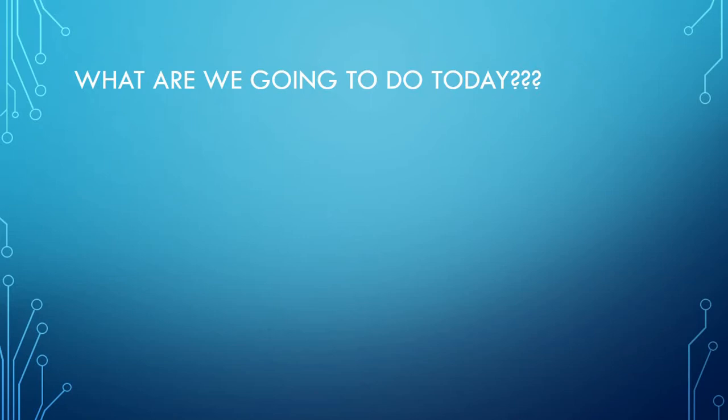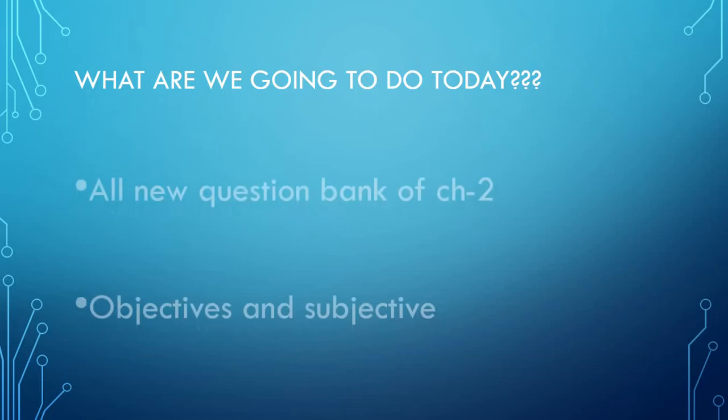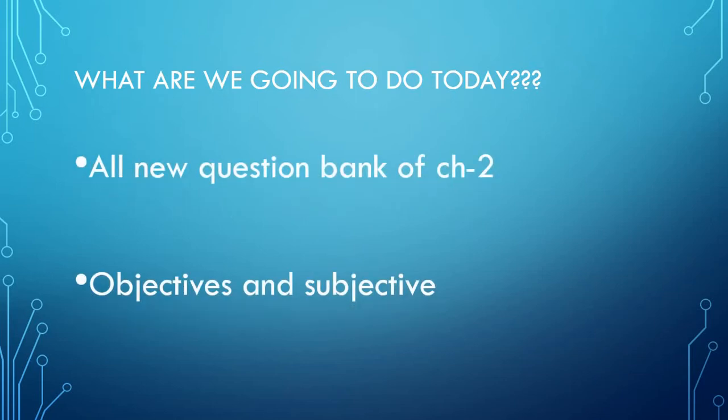What we are going to do today is the all new question bank of chapter 2. In the previous lecture we did the question bank of chapter 1, in which many objectives were there, like match the following, fill in the blanks, give one word answer, and so on. Even subjective question answers were there. So in short, the exact revision of chapter 1 is done. Few or more questions were such which you were not aware of or which you have never seen.